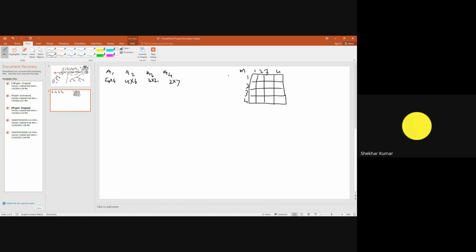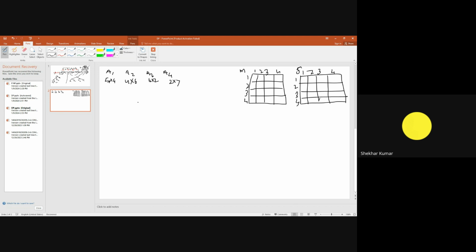We have 4 matrices, so I have drawn a table for M and one more table. That table is your S. That will tell us which pair I should select. Okay, so this is your bottom-up approach.